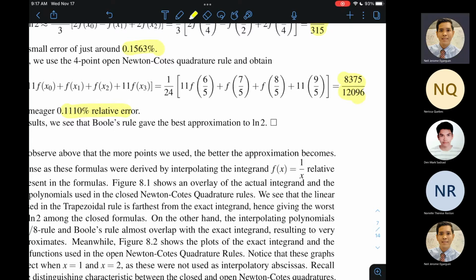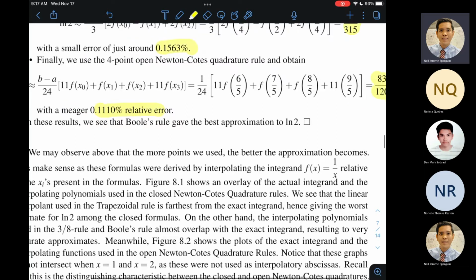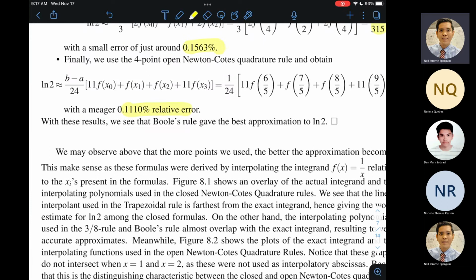Okay, so I hope it's fine if I just brushed over the calculations of these values kasi straightforward na substitution lang naman siya dun sa formulas, okay?